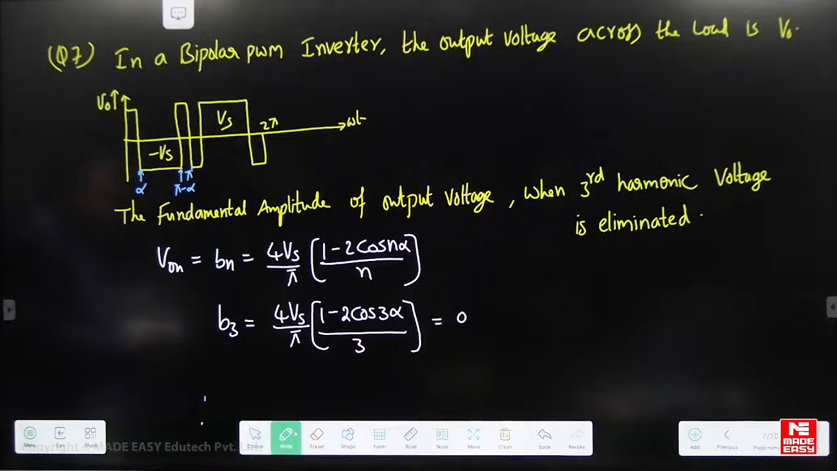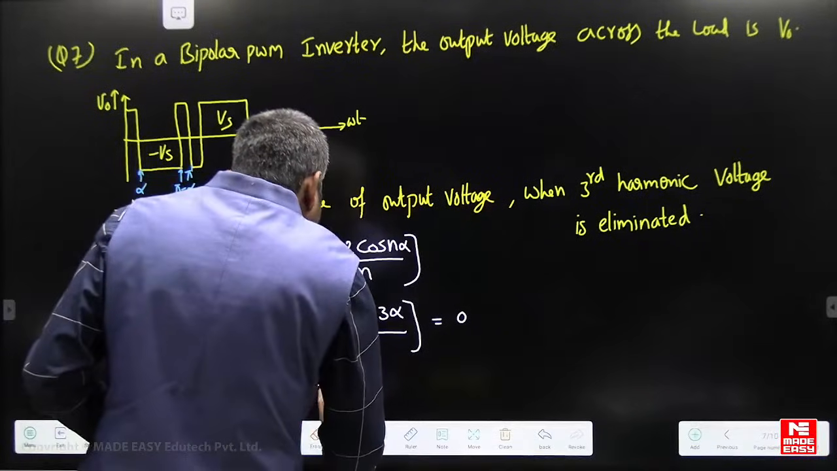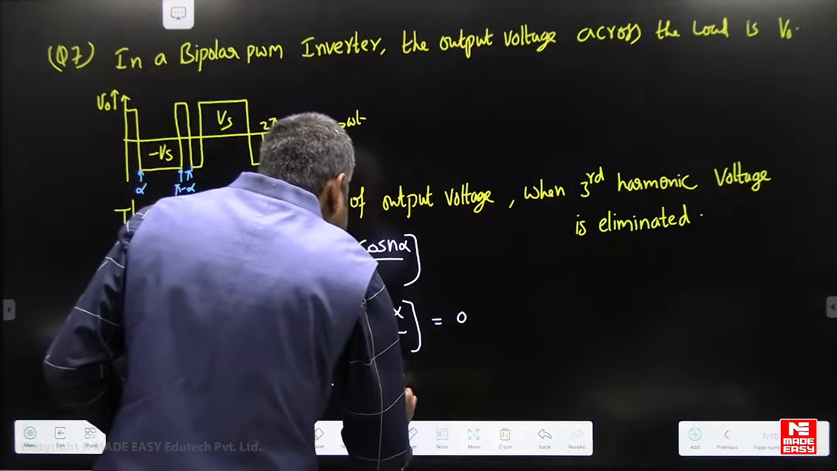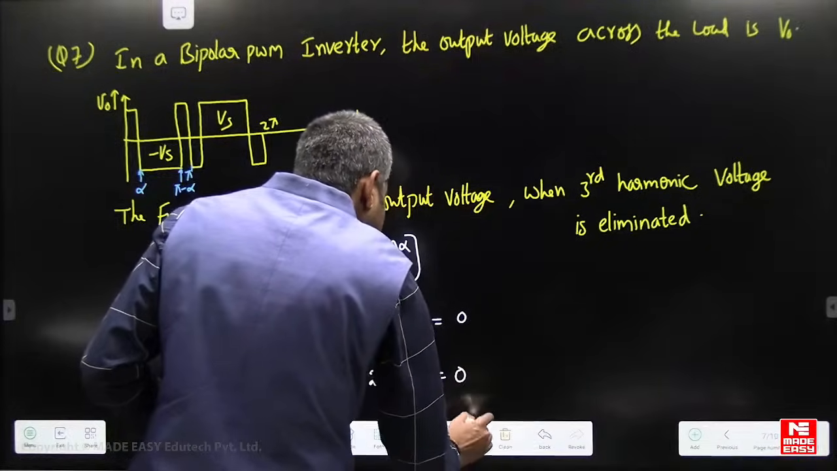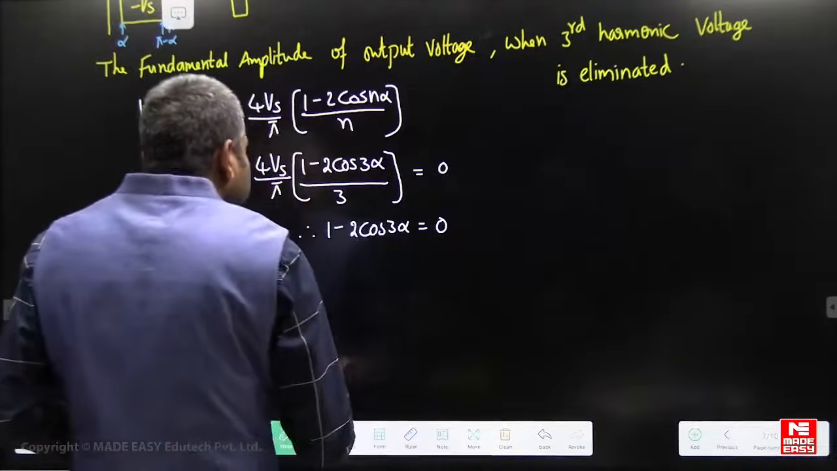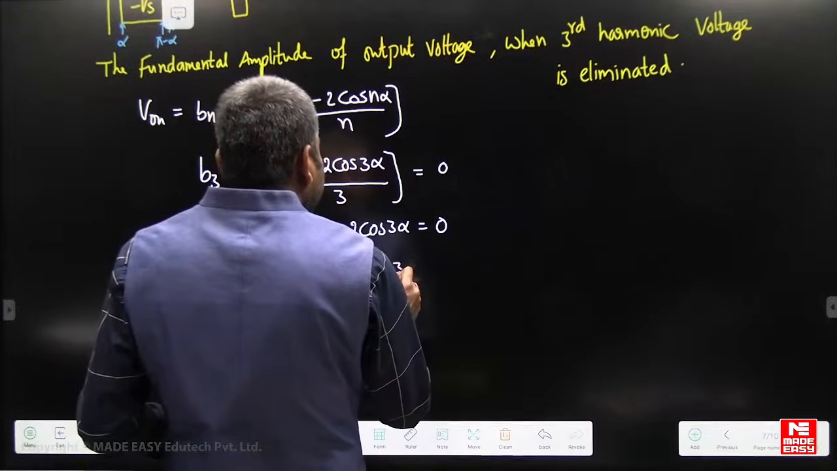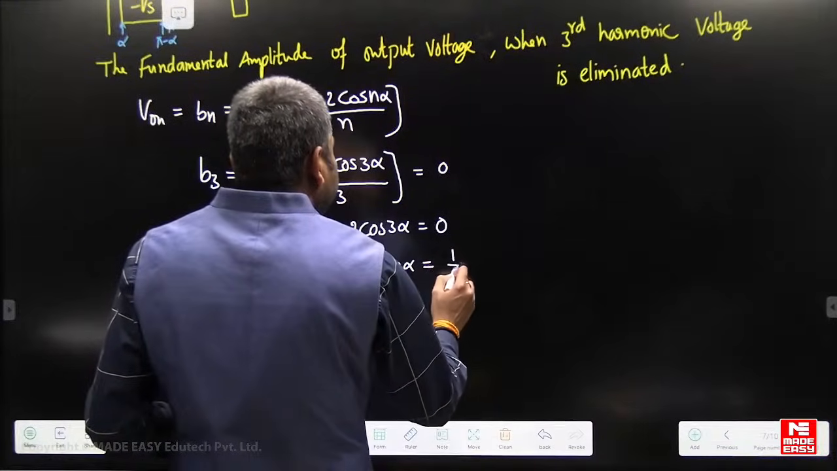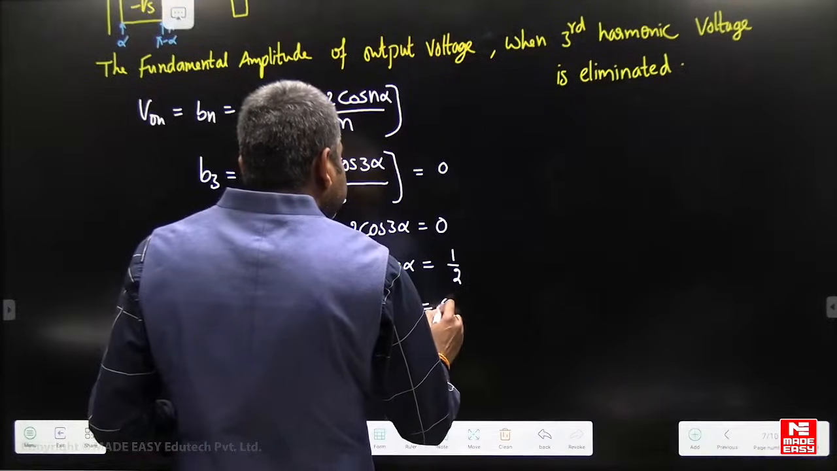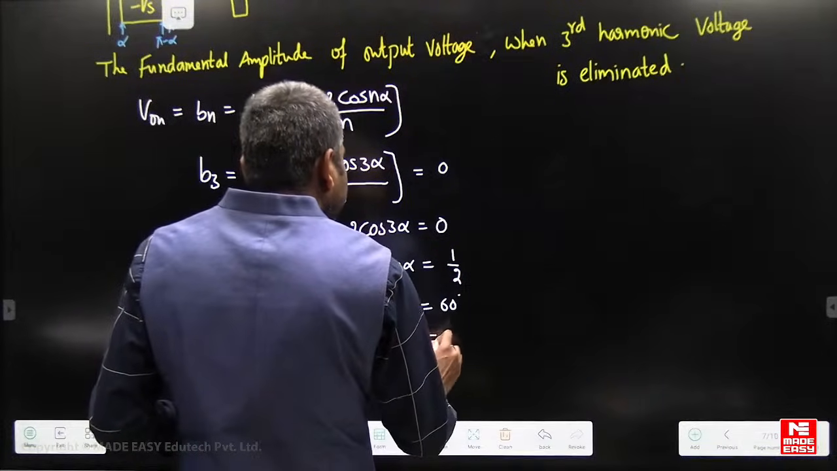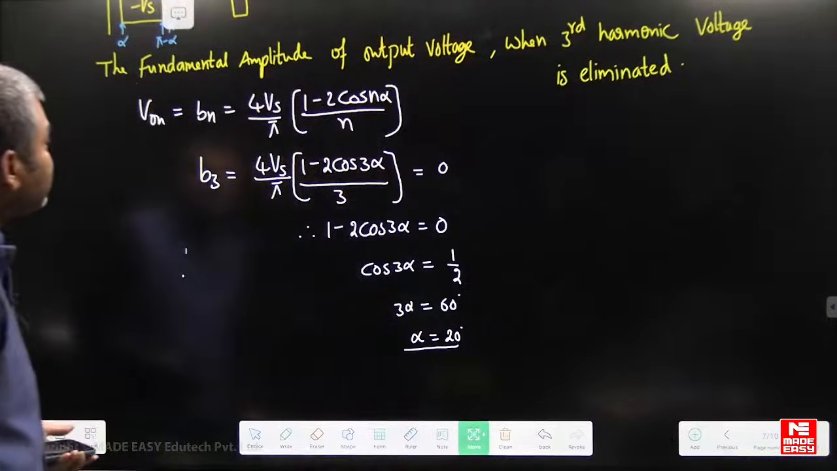So how to eliminate this third? Equate it to 0. So 1 minus 2 cos 3 alpha is equal to 0. So cos of 3 alpha is equal to 1 by 2. That means 3 alpha is equal to 60 degrees. Alpha is equal to 20 degrees. So here alpha is 20 degrees.